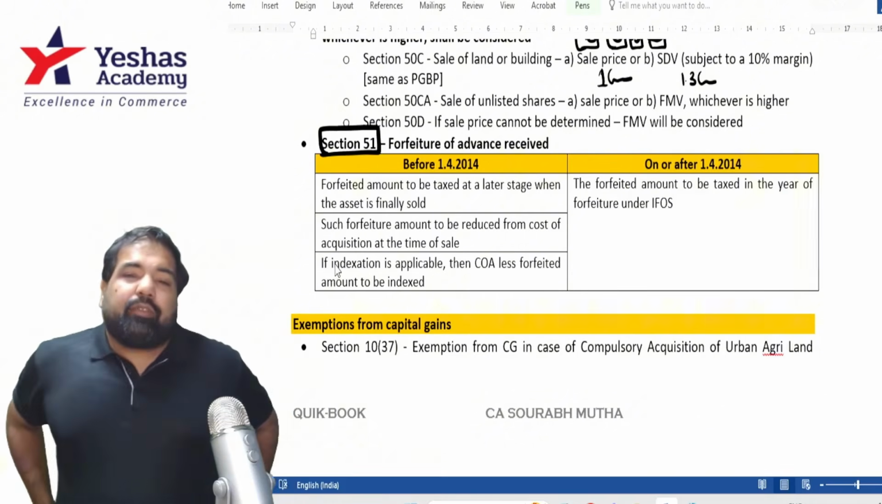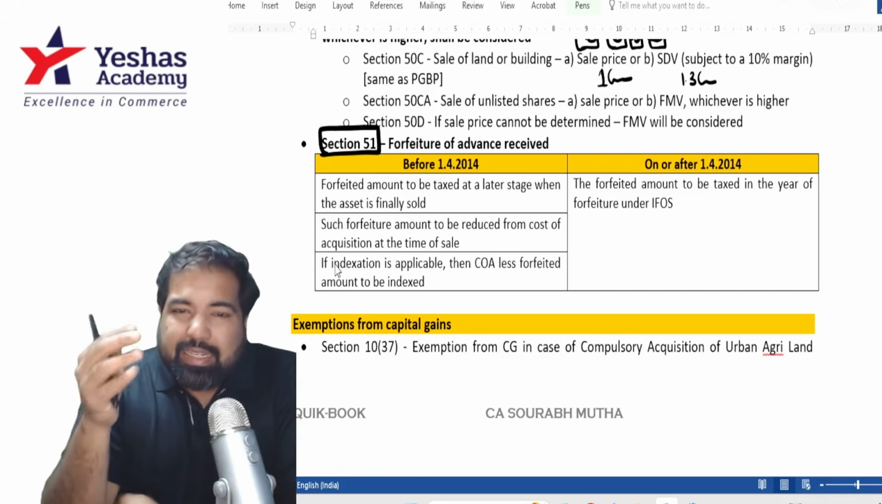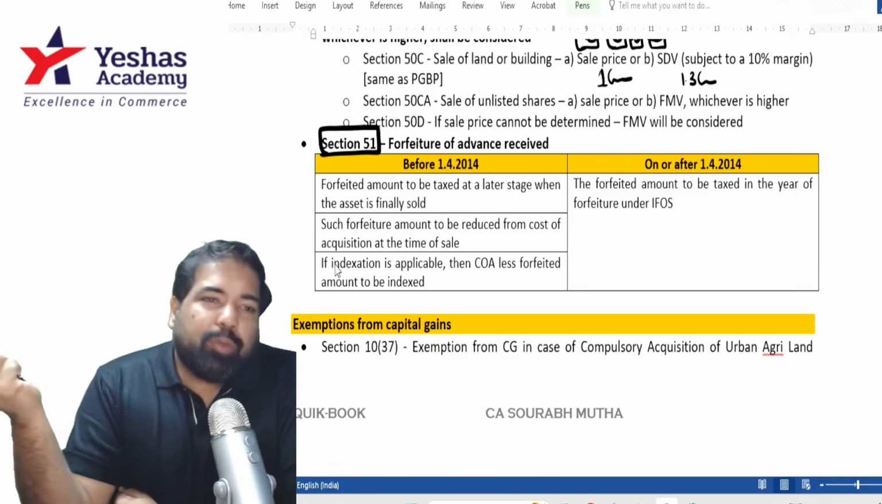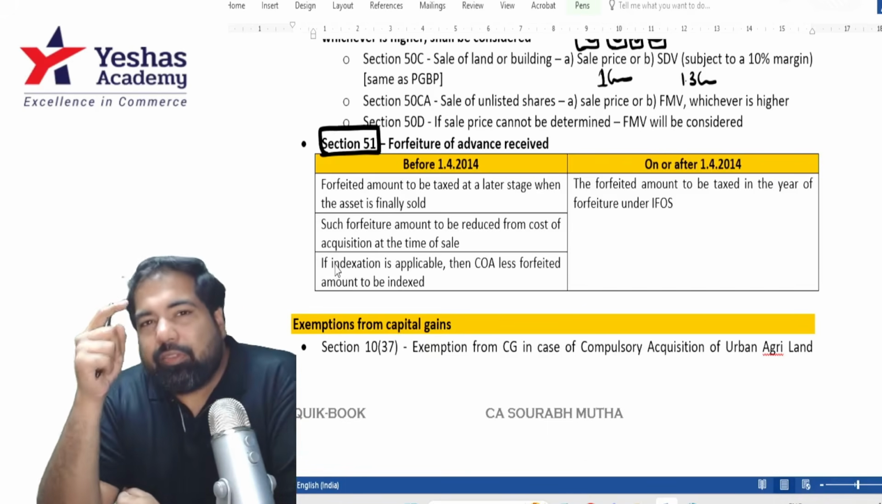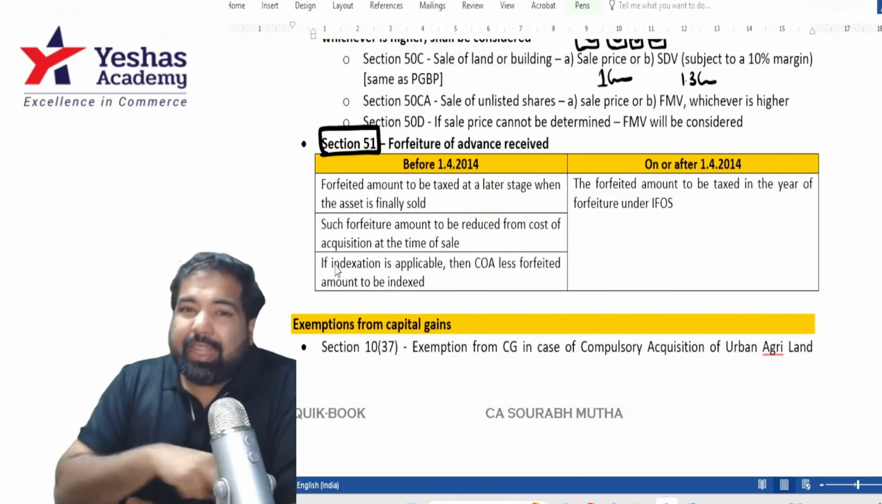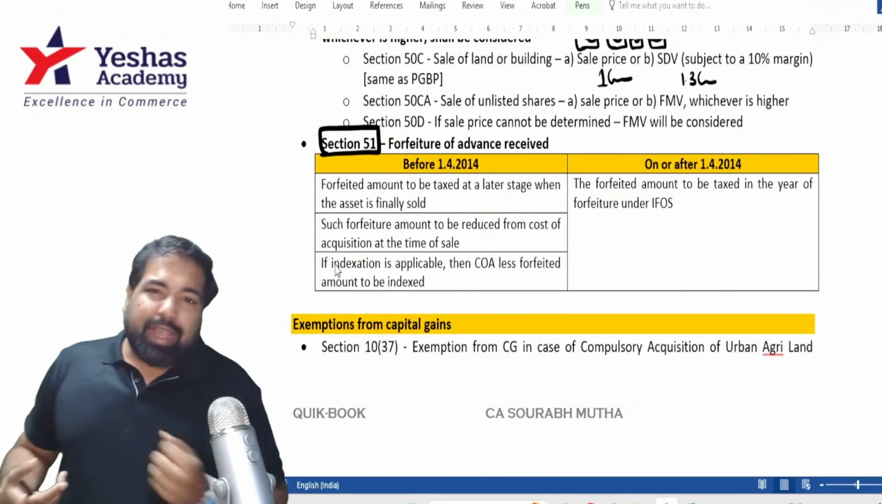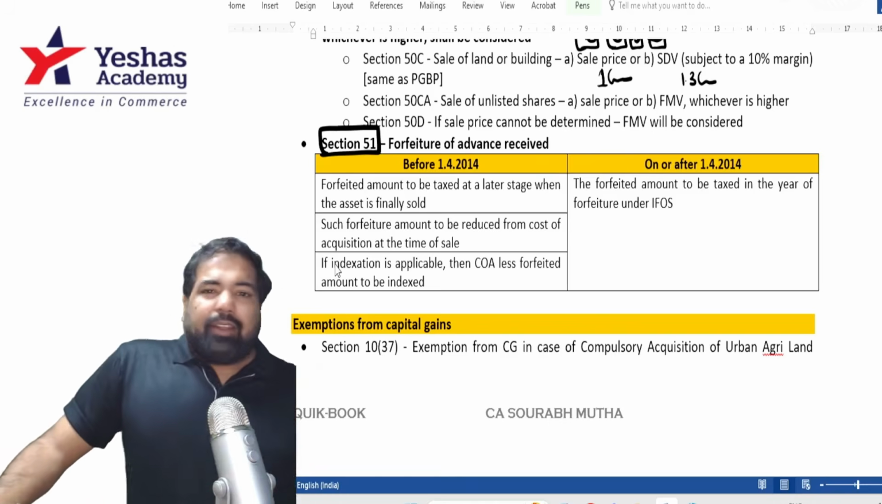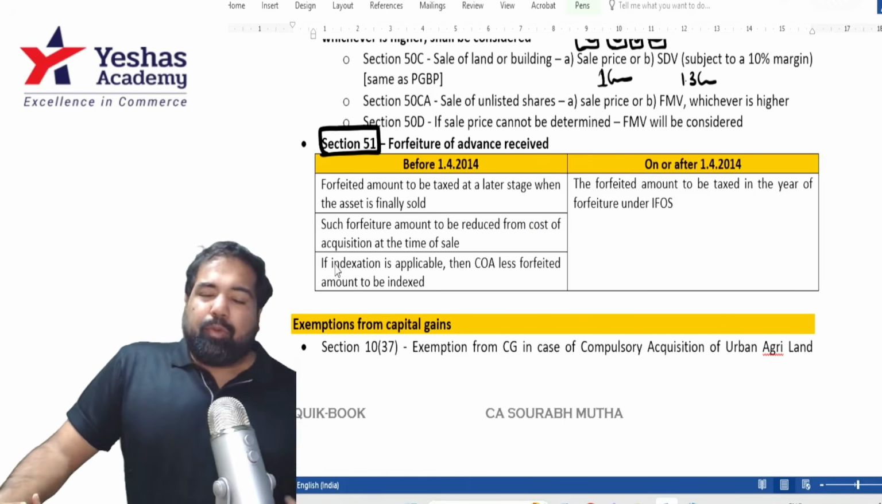Now, for some reason, if the advance gets forfeited, for example cancelled, then that amount will directly go to IFOS because obviously it is my income. But if this amount was before 1/4/2014, then in that case, we don't tax it under IFOS. And how do we tax that 10 lakh? I'll tell you. Then that transaction got cancelled. You got 10 lakh rupees, keep it with you.